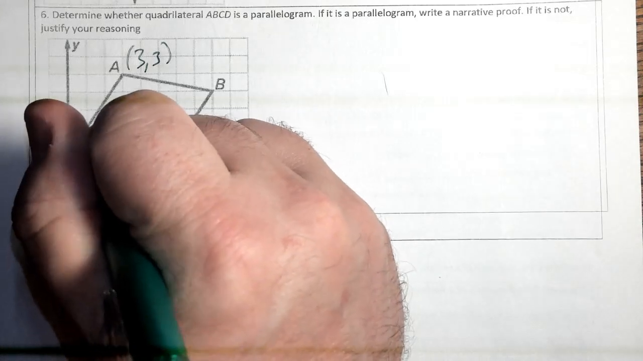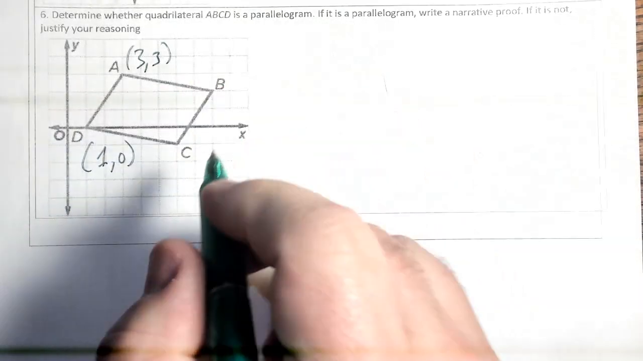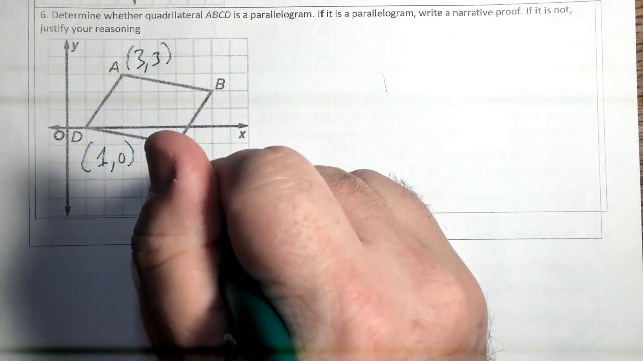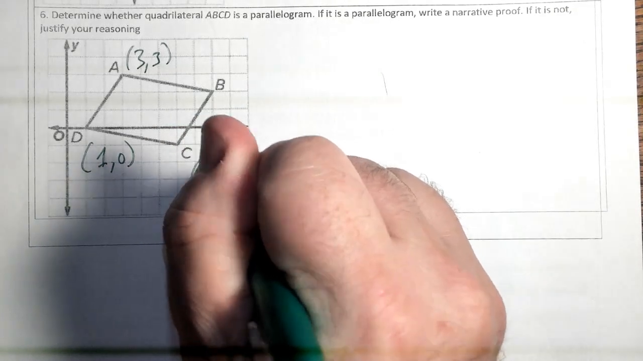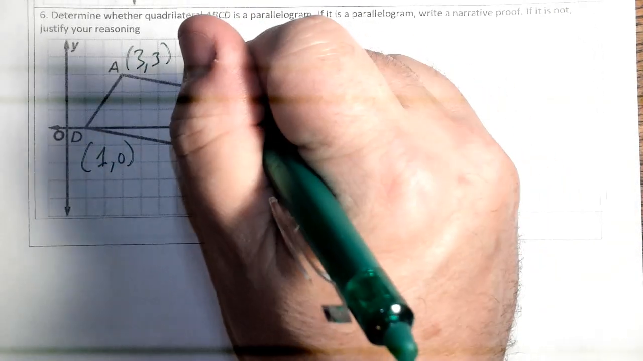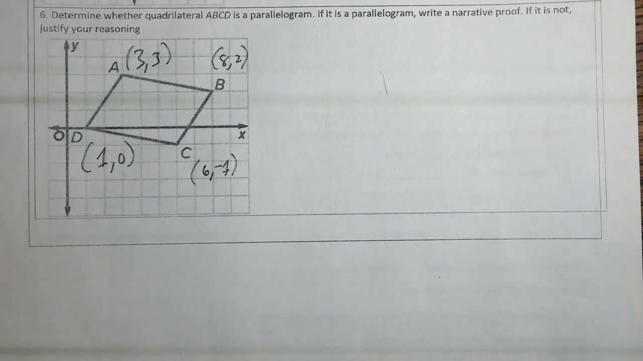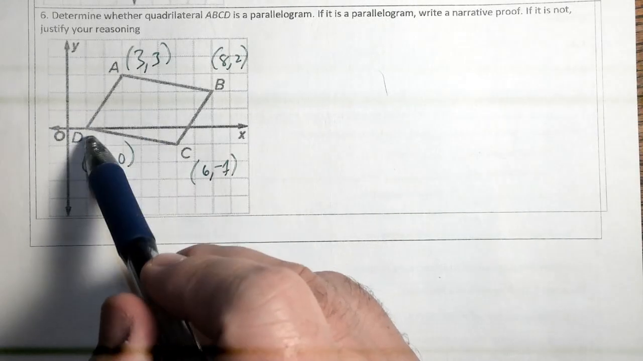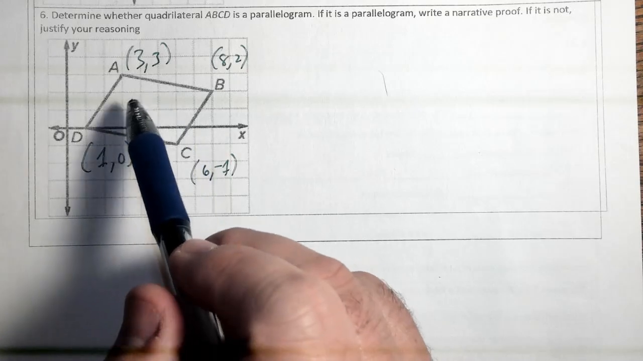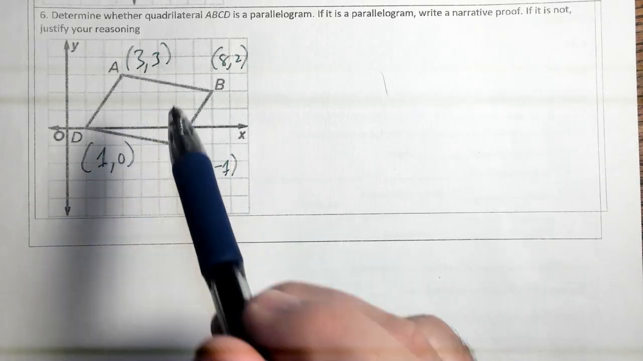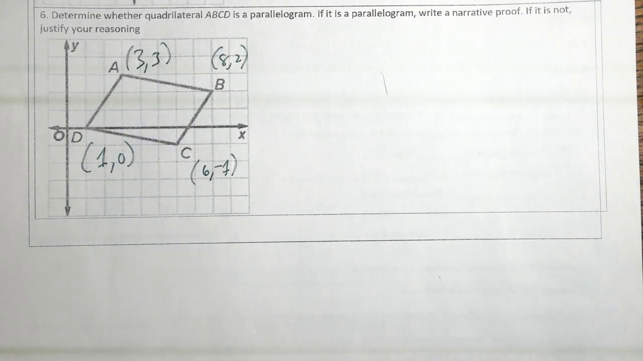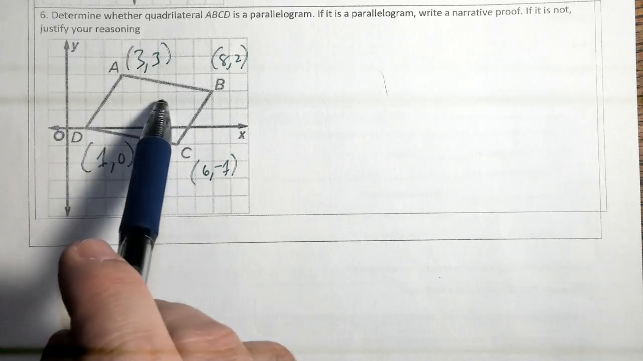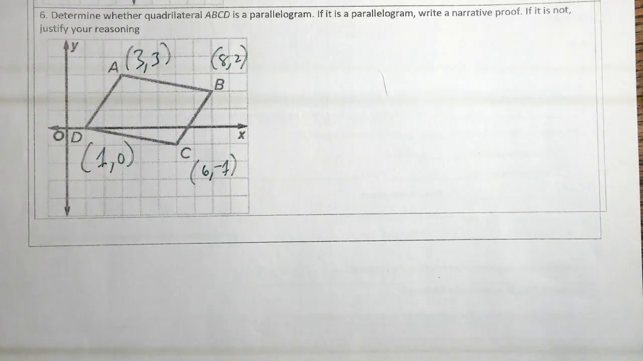A is at 3, 3. D is at 1, 0. C is at 6, negative 1. And B is at 8, positive 2. We could use the distance formula to see if the opposite sides are congruent, or we can check to see if the diagonals match up like they did in the problem above. So we're going to do that because it's a little shorter.